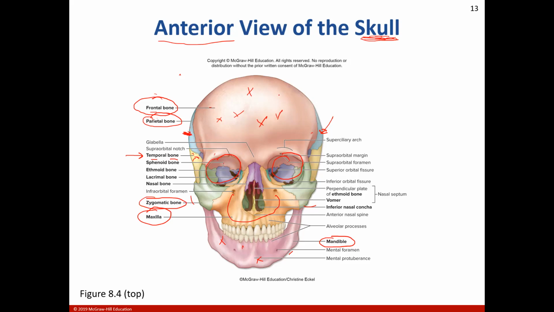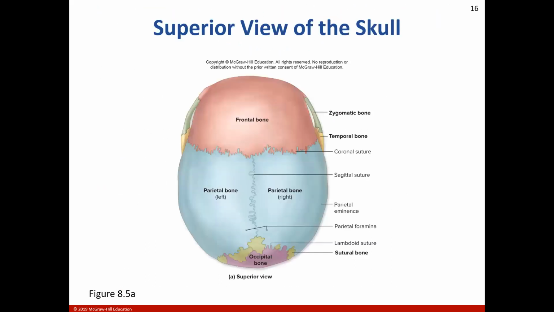So let's go through it again. The mandible, the jawbone, the frontal bone, cranial bone, parietal, blue, temporal, zygomatic in green, cheekbone, and then the maxilla right here. Okay, so I'm going to go into the orbit a little bit later. I just want to get the general bones.